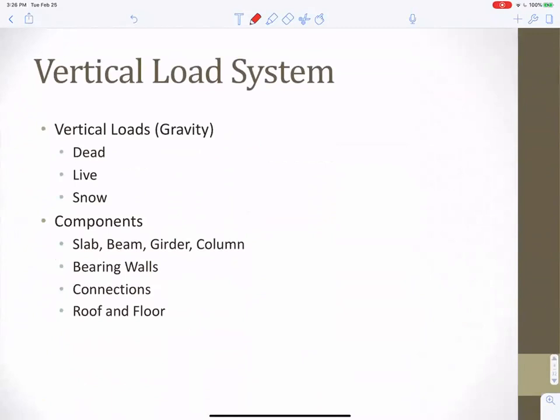So the vertical load system, which is what we will do in this class, my reinforced or structural concrete class, resists gravity loads: dead, live, snow, roof, etc. Okay, so it's gravity loads only. And the components typically are a slab, beam, girder, and column, which is exactly what we'll be designing, well, parts of the building that we'll be designing in our class. It also would include, in a real job, maybe bearing walls, connections, roof and floor.